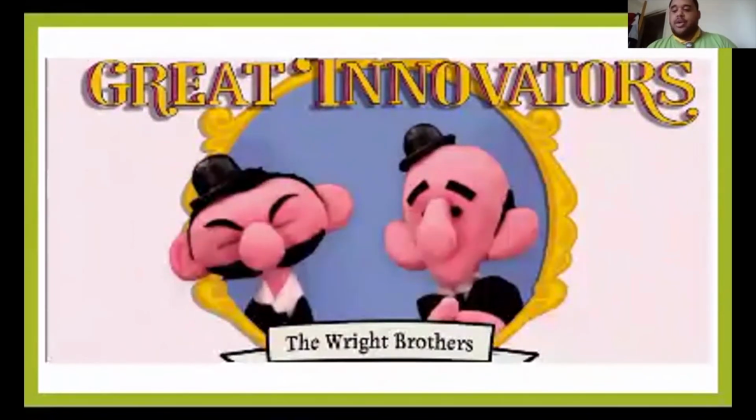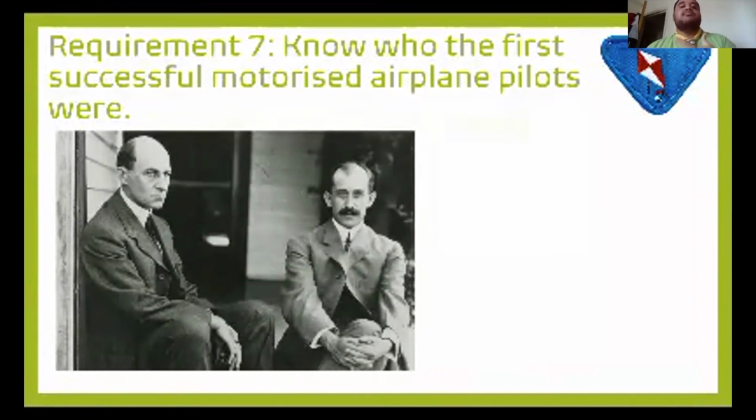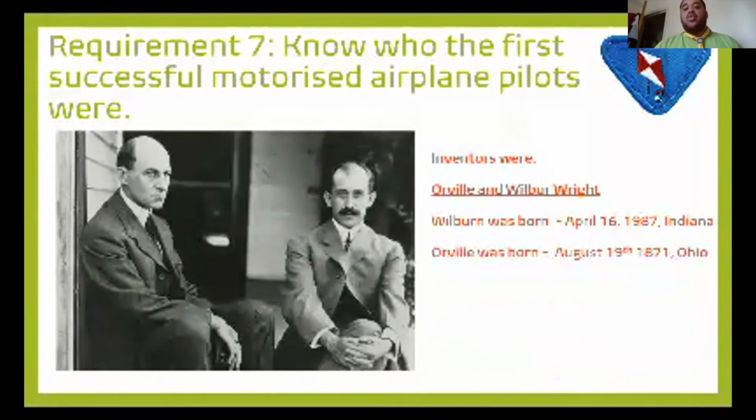Okay, so let's get some information from that video. So the two main pilots that helped build the first motorized airplane are called Orville and Wilbur Wright. Okay, that's what they look like.